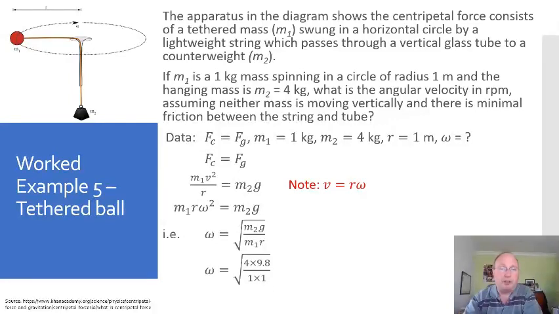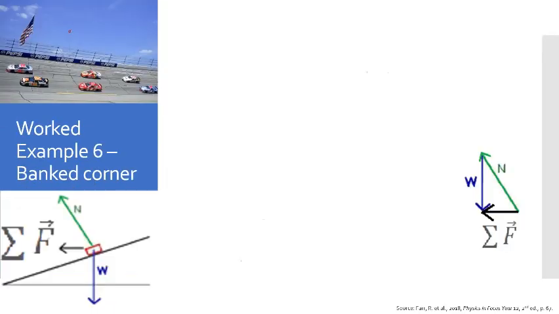Now we'll substitute the numbers that we have. We have m2 is 4, g of course is 9.8 meters per second squared. m1 is 1, and r is also 1 meter. And we find that omega is 6.26 radians per second, and a simple calculation can turn that into 60 revolutions per minute, correct to 3 significant figures.